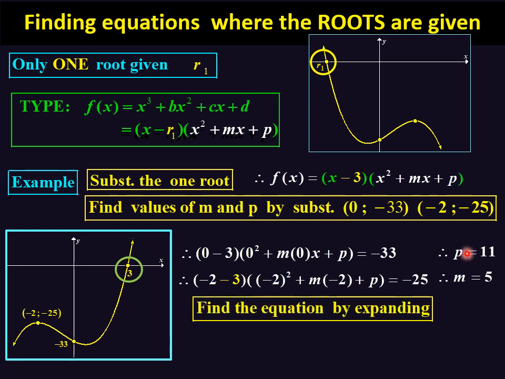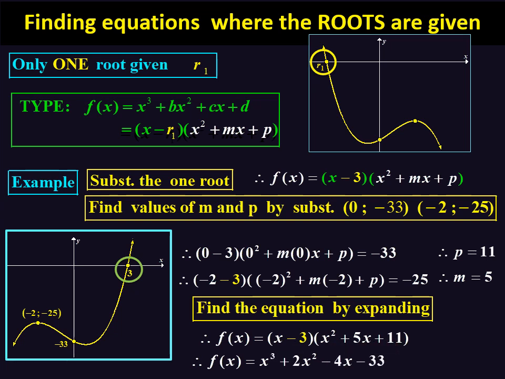Now I can expand. I now know what the m and the p are. So I insert the m value and the p value, and I just expand that, and I end up with a cubic expression, x cubed plus 2x squared minus 4x minus 33.